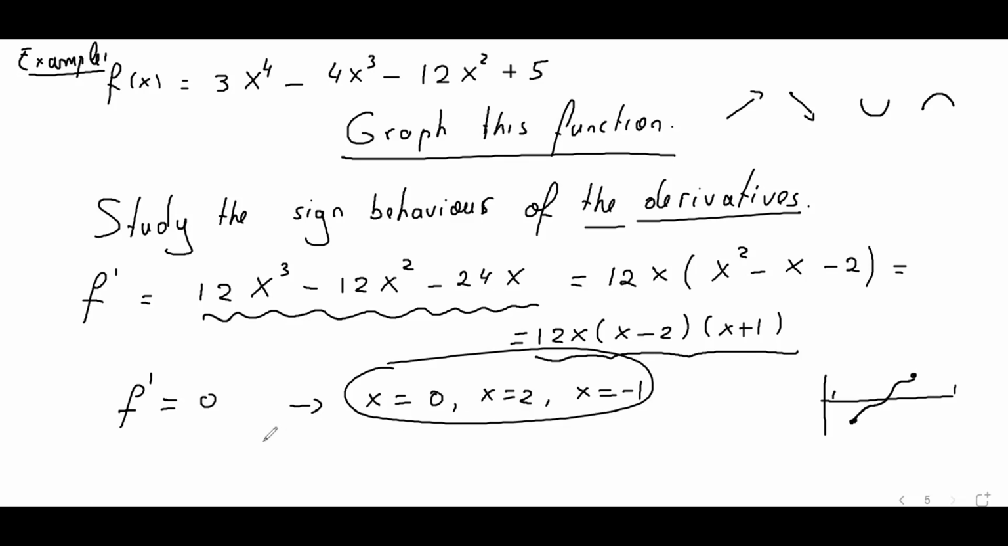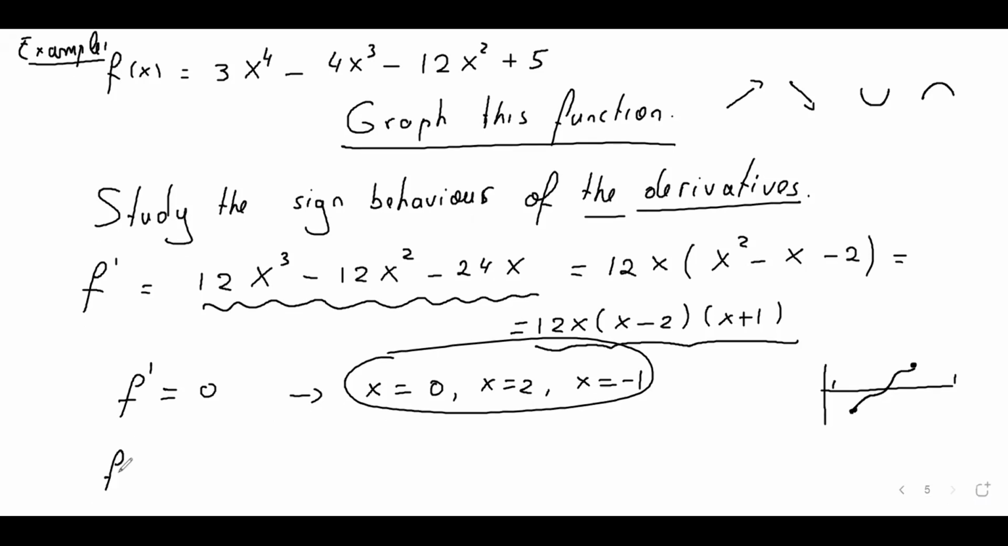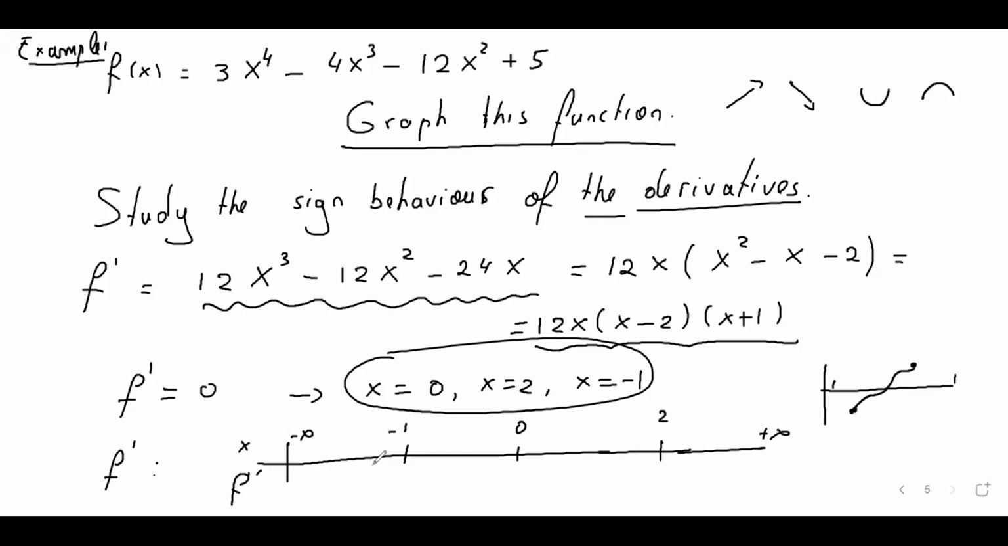Now, in my case, I can figure out the sign of f prime by looking at a table of values. So the values that I need to put here are -1, 0, and 2, and I'm going to put positive infinity and negative infinity over here. If this is x, then I'm going to put f prime in the second row. On the second row, f prime is 0 at these numbers, and elsewhere, it's got constant signs between these zeros.